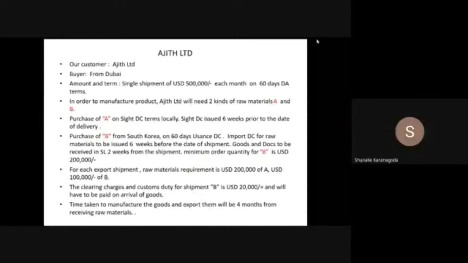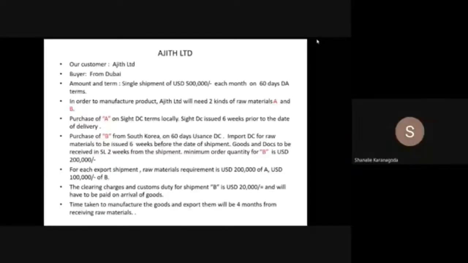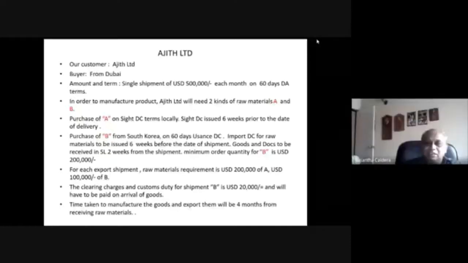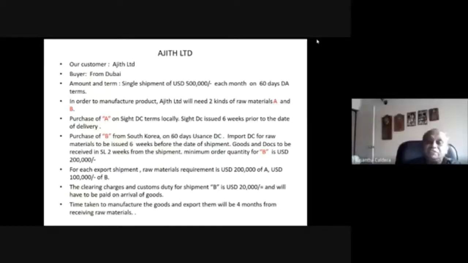$100,000. So when you bring down the minimum order quantity for B, $200,000, that will suffice for how many months? 2 months. That will suffice for 2 months.